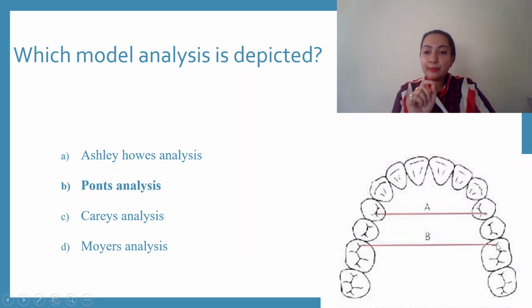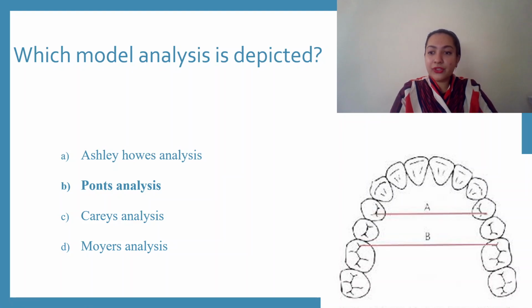Okay, mesial pit and distal pit are the points from where measurements are done in Pont's analysis. If the buccal tip of the premolar is used, the distance between the buccal tips of the first premolars from the first and second quadrant, that becomes Ashley-Howe analysis. That is a different model analysis.